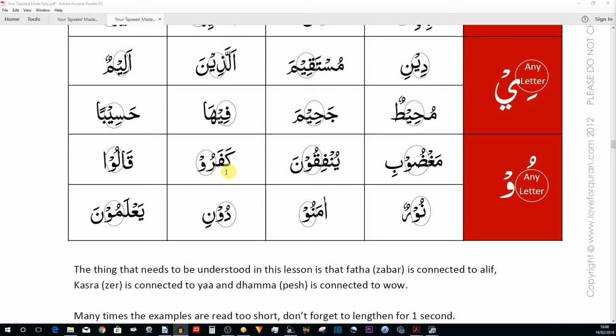Kafaru. Qalu. So qalu, both the same length, okay? Next, nurun. Amanu. Duni. And ya'lamuna. Okay?